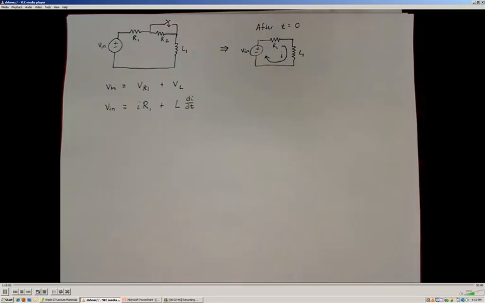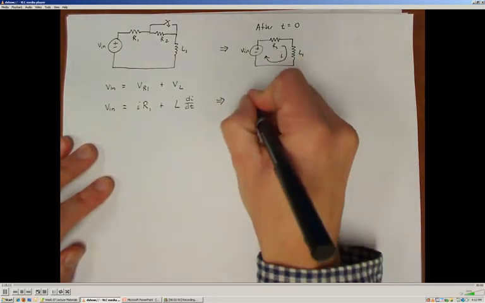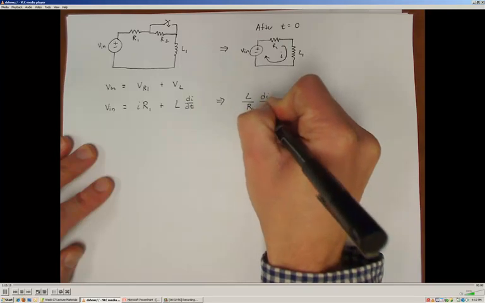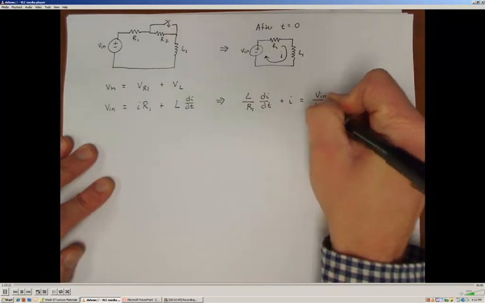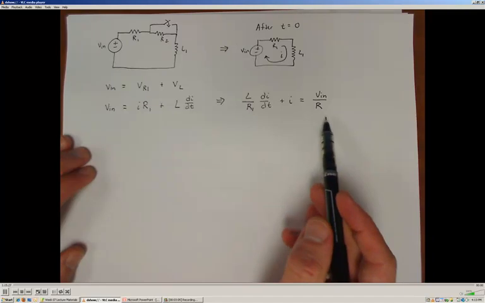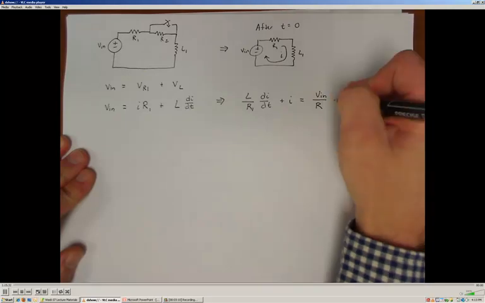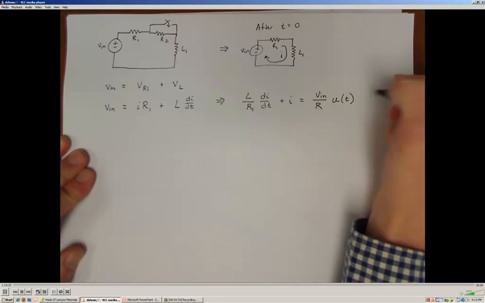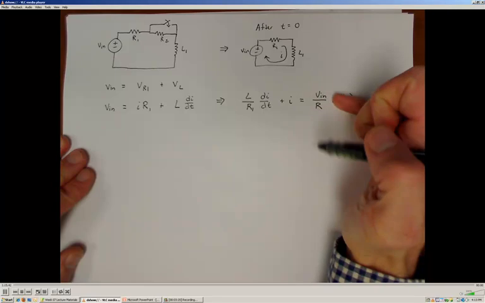Alright, so if I do a little bit of rearranging, my differential equation model will look like L over R1 di/dt plus I is equal to the input voltage divided by resistance. So through some algebraic manipulation, I've got it into a standard differential equation form. And since this input occurs after time equals 0, it's going to be multiplied by a unit step function. Okay, remember, all this means is that this input is valid only after time equals 0.